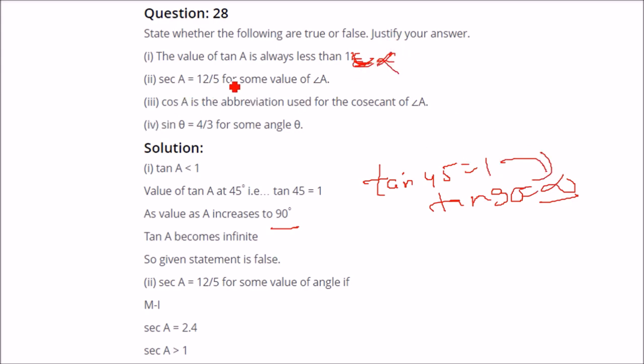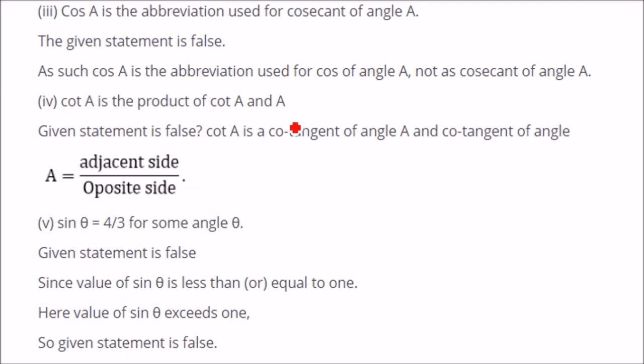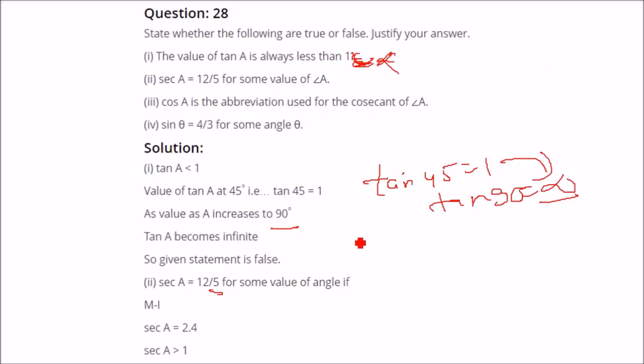Sec A is 12 by 5 for some value of angle A. Sec A is 12 by 5. That is, the value sec A is greater than 1. So sec A is greater than 1. How do you get this sec A equal to greater than 1? To prove that for any value of sec A which is greater than 12 by 5, or that is equal to 12 by 5, that it can have that value, right?